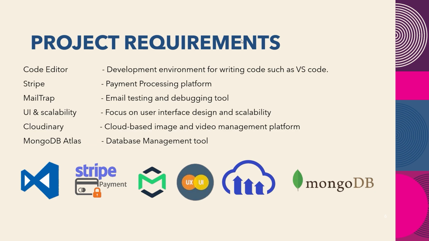Project requirements. The project required several development tools and services. Visual Studio Code was used as the code editor. MongoDB Atlas was used as the cloud database. Cloudinary was integrated to store restaurant and food images. Mailtrap was used for testing emails during development. Stripe Checkout was implemented to provide secure online payment functionality. These technologies helped build a scalable, secure, and user-friendly food delivery application.